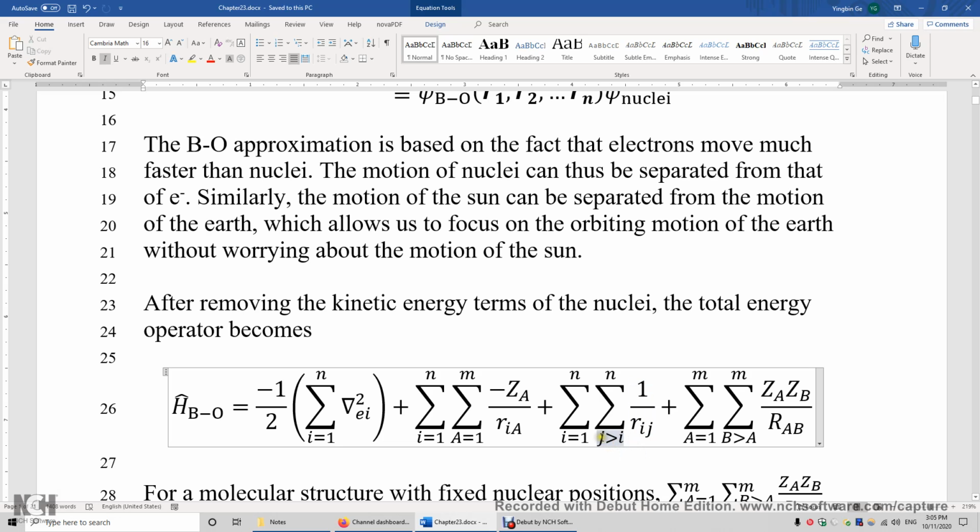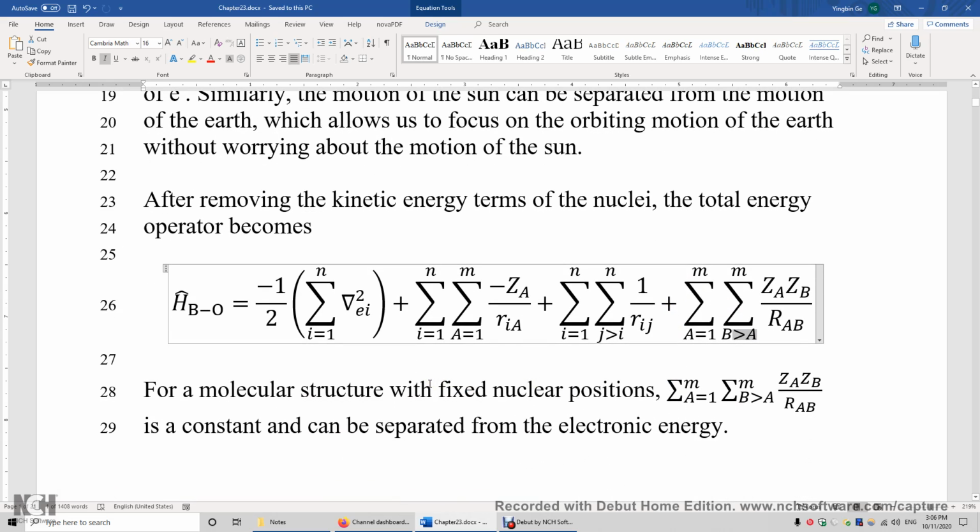You can also replace this j is greater than i with j is different from i. If you do that, you need to add a 1/2 coefficient in front of the sum sign to avoid double counting. Over here, this is the repulsion between the nuclei. For the same reason, we specify this inequality. B has to be greater than A to avoid double counting of the repulsion between the nuclei.